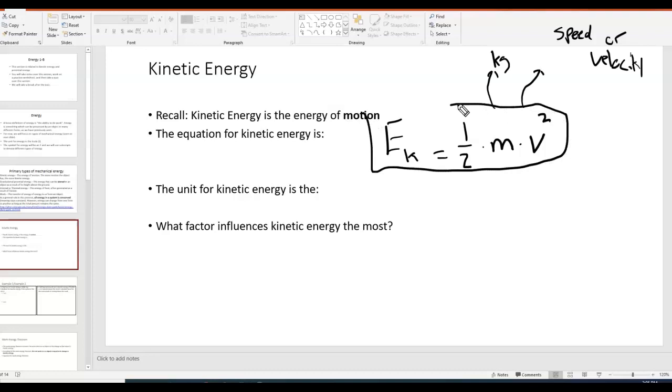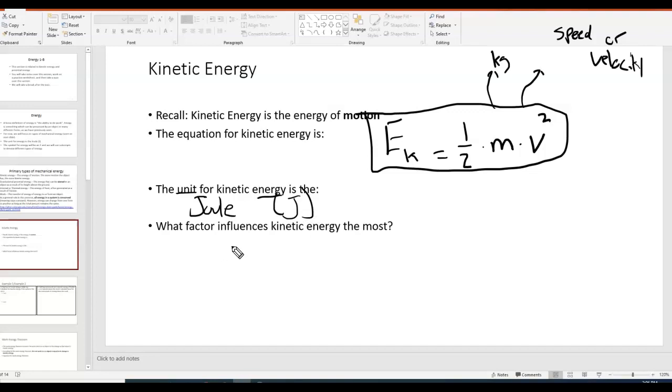1/2 mv squared. By the way, before anyone asks me, the only thing being squared is the v. So it's 1/2 times the mass times v squared. It's not the whole thing that's squared, it's only the speed. Now, the unit for kinetic energy, just like any type of energy, the unit for energy is always the joule. That's where we write the capital J for joule.